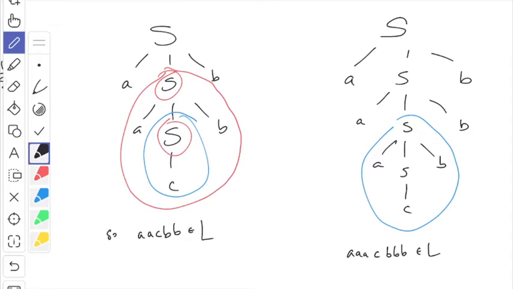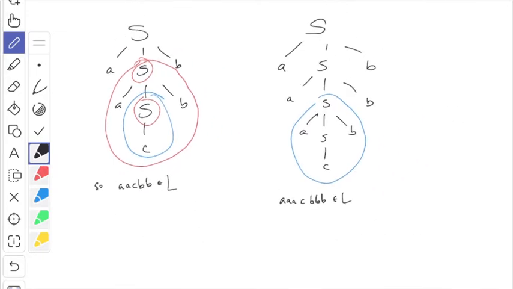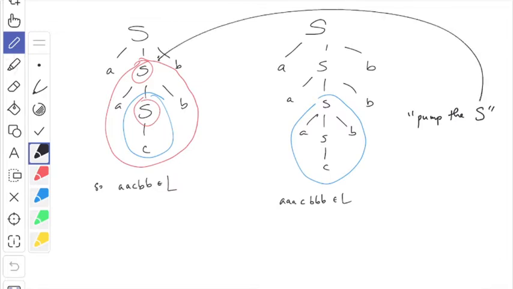And I could continue doing this pumping over and over again. So this is called, what did I do there? I pumped the S. Now, in particular, I pumped this S right there, by replacing the one below with all the descendants from the one above. That's called pumping the parse tree, or pumping this part of the parse tree at least.